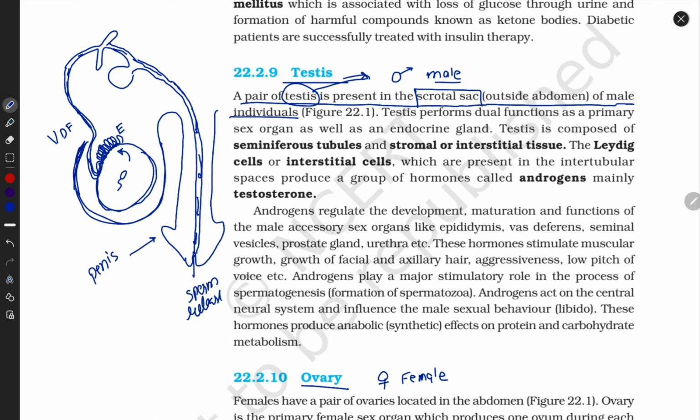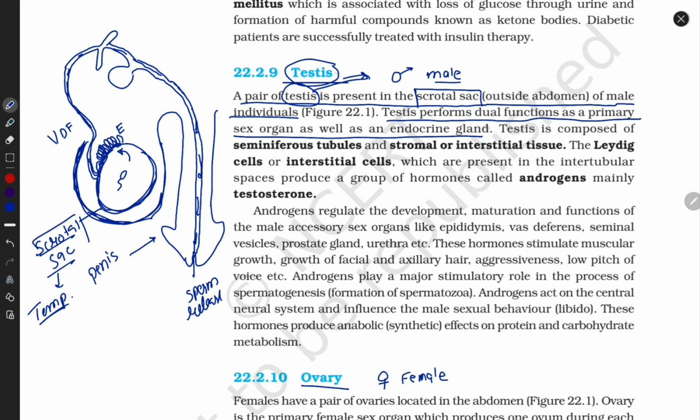Okay, let's start one by one discussion. This is the sac. We call it a scrotal sac. This sac is necessary for maintaining the inside temperature for the testes. The testis performs a dual function as a primary sex organ as well as an endocrine gland. The testes is a male gonad, the male reproductive organ, and it also works as a gland because it secretes some hormones. The testis is composed of seminiferous tubules and stromal or interstitial tissues.